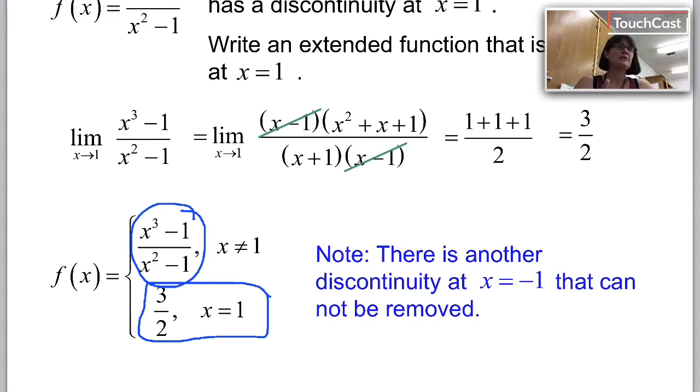So there's a note here. What we did is we filled in the hole at the place where this function has a hole. This function also has a vertical asymptote, which is not a removable discontinuity. It's an essential discontinuity, which means there's nothing you can do about it. It's essential to the function. You can't fix it, can't fill it in. So we were able to fix one discontinuity. There's another one that we would not be able to fix. I'll show you a picture.